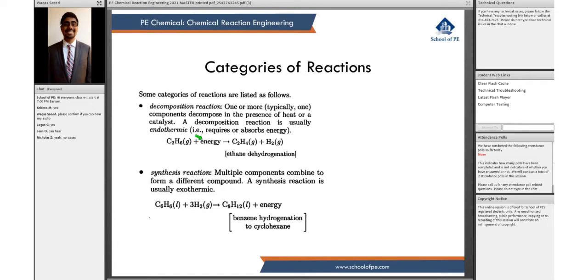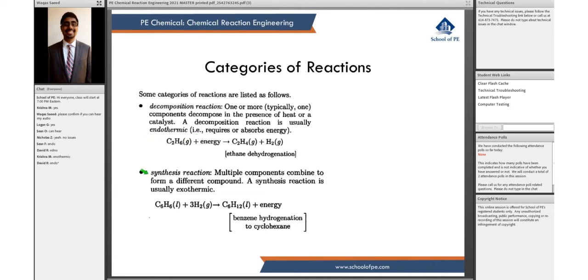Can anyone tell me what kind of reaction that is? If I'm adding heat to the reactants? Yeah, so it's an endothermic reaction. And throughout this lecture, I'm going to ask you some of those questions just to get an idea of how familiar you are with some of these concepts and how detailed I should go into certain concepts. But yeah, so this is an endothermic reaction.